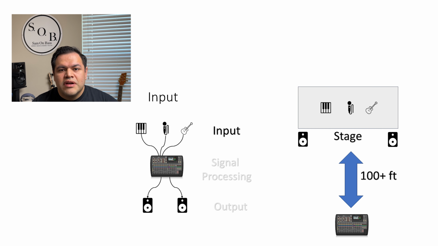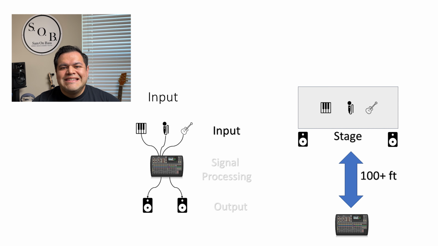Inputs are the source of sound. So this is microphones, instruments, tablets, anything that needs to get plugged in and produced. In most situations, such as a church, the mixer is going to be in the back of the room and all the inputs are going to be in the front of the room. So how do you bridge that gap? A lot of times that distance is over 100 feet. You're not going to want to be running a bunch of cables from the stage all the way back to the mixer. So how do we solve this?